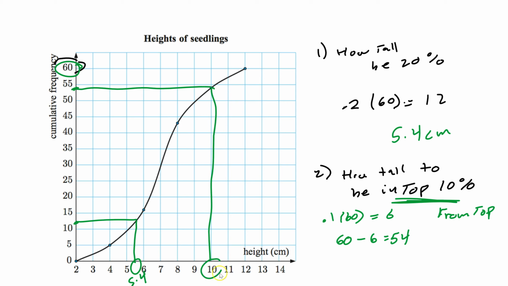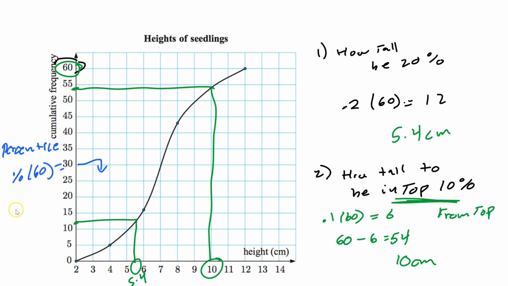It looks like about 10. So top 10 percentile would be about a height of 10 centimeters. So those are two types of problems like that. That's the general thing I want you to keep in mind, right? If they give you a percentile, you just multiply that percentile by the total, in this case 60. And then you go across and you go down.